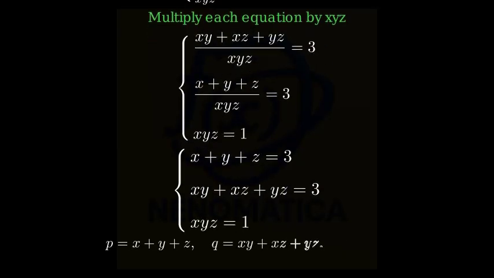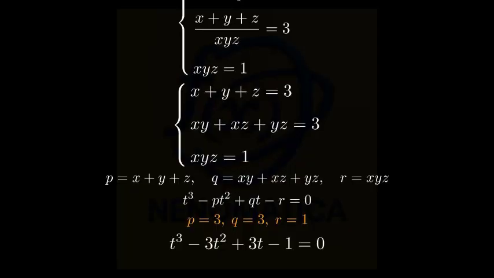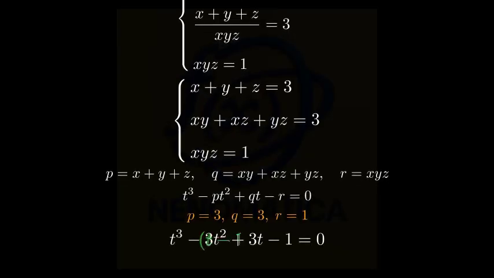Step 3. Recognize the symmetric sums as p, q, and r. If x, y, and z are the roots of a monic cubic, then p equals the sum, q equals the sum of pairwise products, and r equals the product. The corresponding cubic is t cubed minus pt squared plus qt minus r equals 0. With p equals 3, q equals 3, and r equals 1, this becomes t cubed minus 3t squared plus 3t minus 1 equals 0.